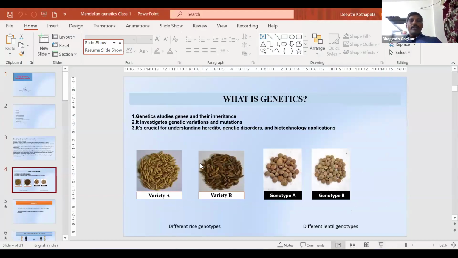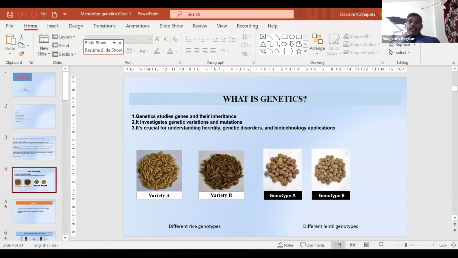So genetics, as we already explained, is the study of genes and their inheritance. For example, here these two photographs show rice genotypes. In rice variety A, the husk color is no color. In variety B, it is blackish color. So both varieties belong to rice, but the genetic makeup is different internally. That's why variety A and variety B differ in the color of the husk.